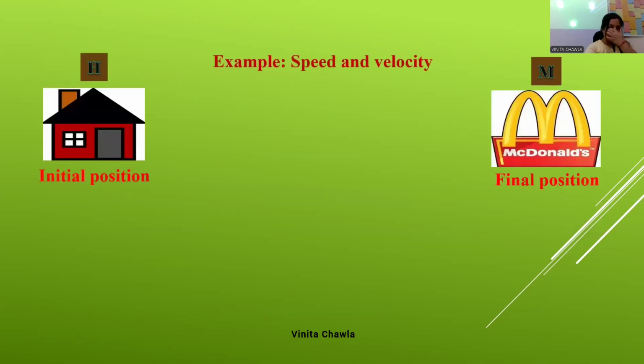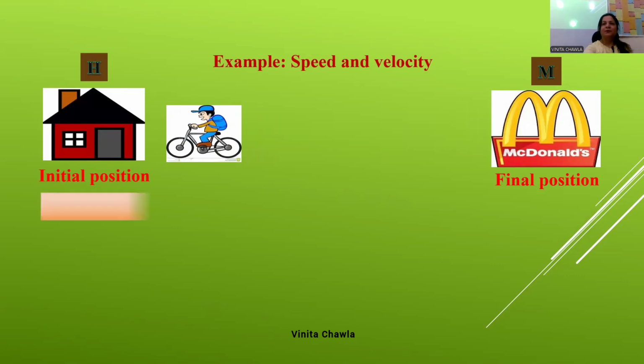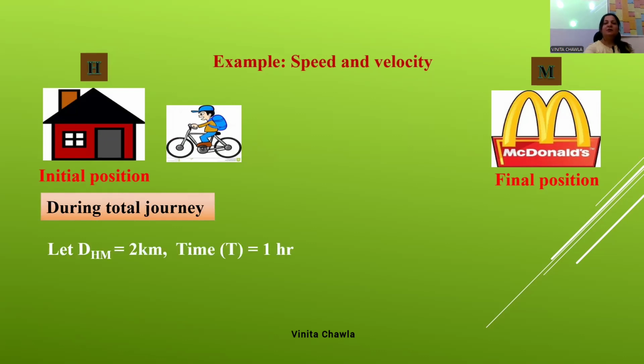Examples. Let's take examples of speed and velocity. Again, we'll consider the same situation, home and McD. So we are just riding a bicycle from home and going to McDonald's and coming back. Then during the total journey, let's take the distance between home and McDonald's to be 2 kilometers and the time for the whole journey, for the complete motion, is 1 hour.